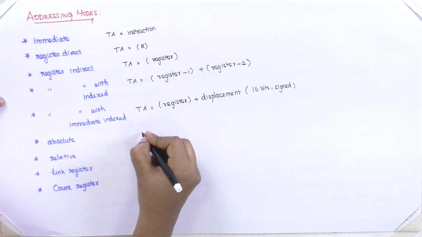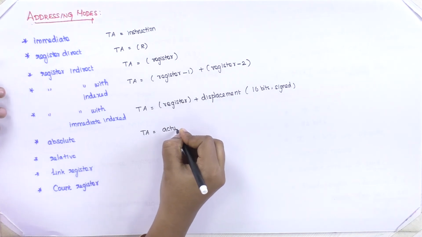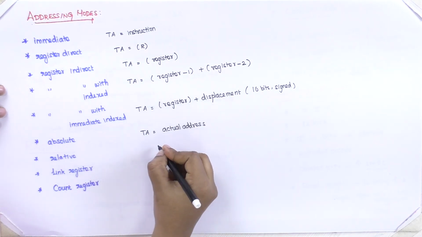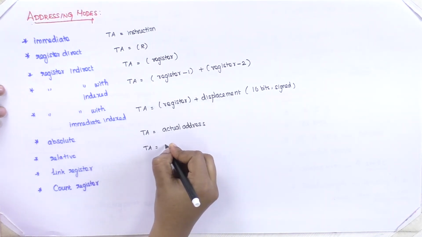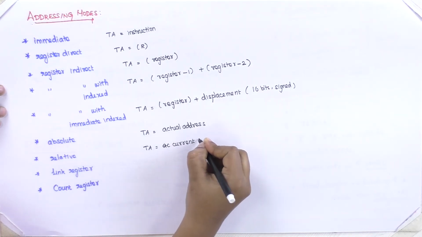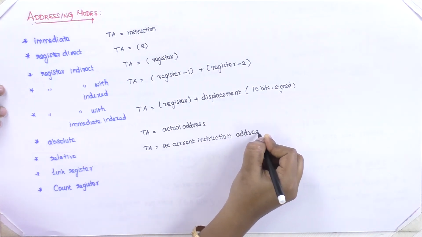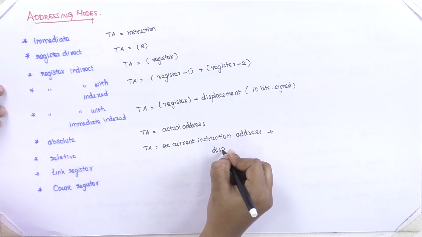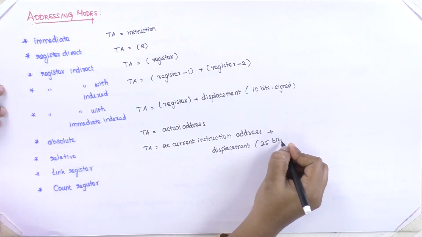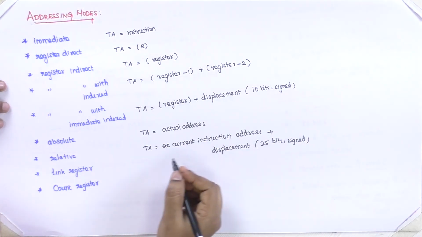Then for absolute address, absolute means nothing but the target address specified in the instruction is our actual address. Then for relative mode, target address is equal to current instruction address plus displacement. The displacement is 25 bits and signed. Current instruction address plus displacement.